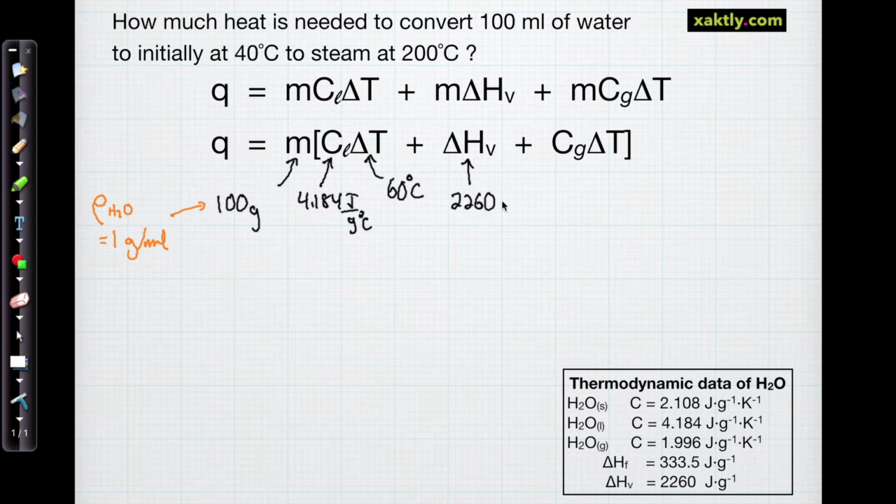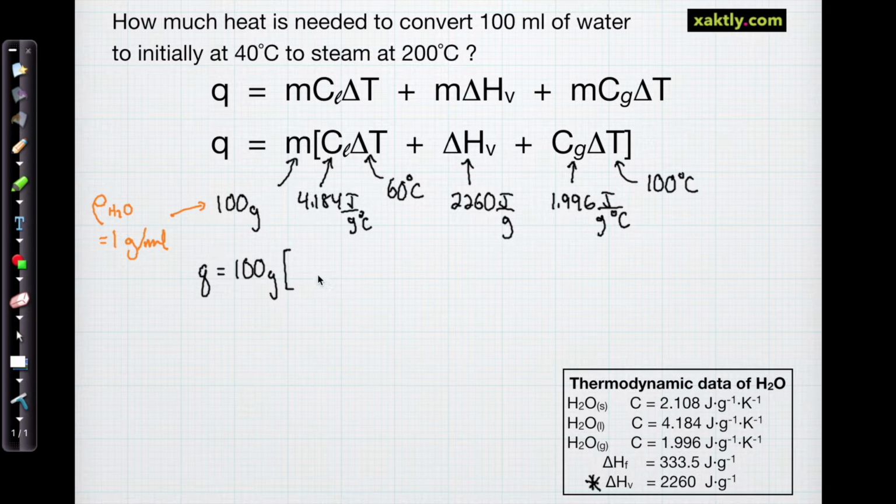The heat of vaporization of water is very large, really, for a substance, and that is 2,260 joules per gram. And the heat capacity of gaseous water is quite a bit lower than for liquid water, 1.996 joules per gram. And the temperature change there is from 100 to 200, so it's 100 degrees C. So we put all those things together, 100 grams times everything that I've written here. We'll just kind of organize this a little bit more.